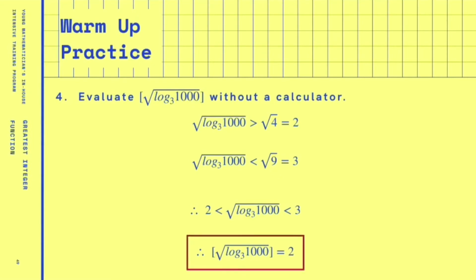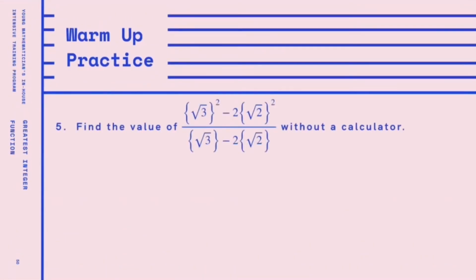On to the next problem, warm-up practice number 5. Find the value of the fractional part of square root of 3 squared minus 2 times the fractional part of square root of 2 squared, all over the fractional part of square root of 3 minus 2 times the fractional part of square root of 2, without a calculator. Try this problem first, make sure without a calculator, and when you're ready, continue watching the video for the solution.